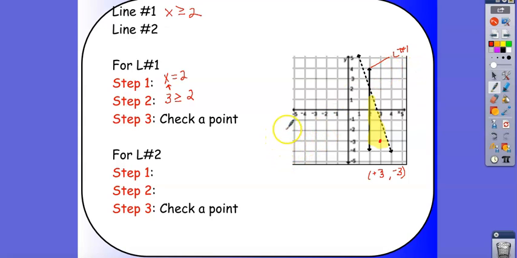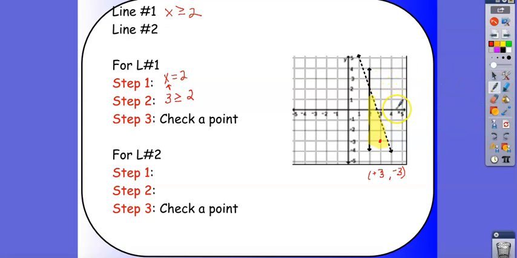Let's look at line number 2. Now line number 2 probably crosses the y-axis somewhere, but I can't really see it. So I'm going to have to use that point slope form. So I'm going to look at this line. I'm going to erase what I had here for line 1, but I think I'm going to keep that same point there.